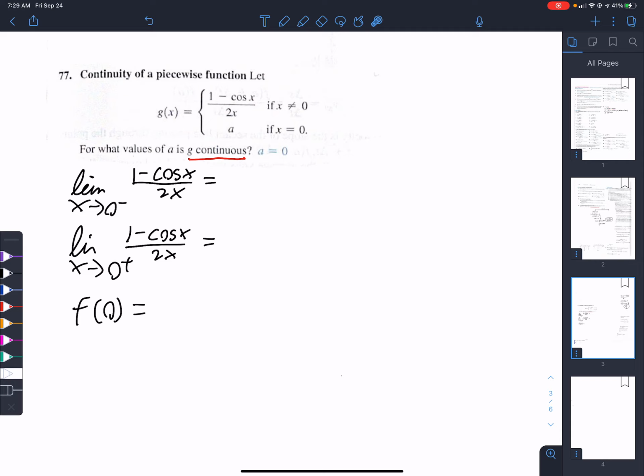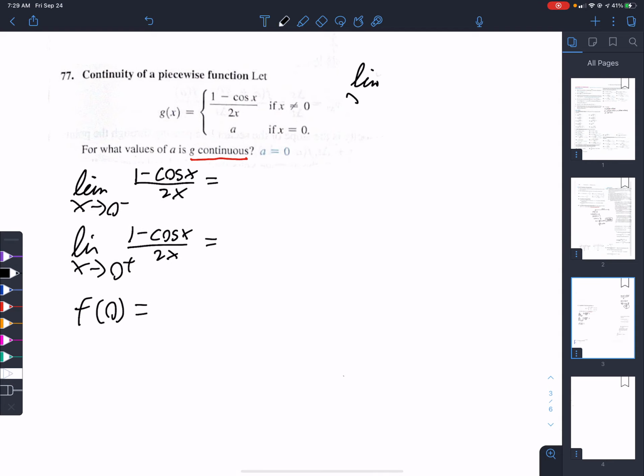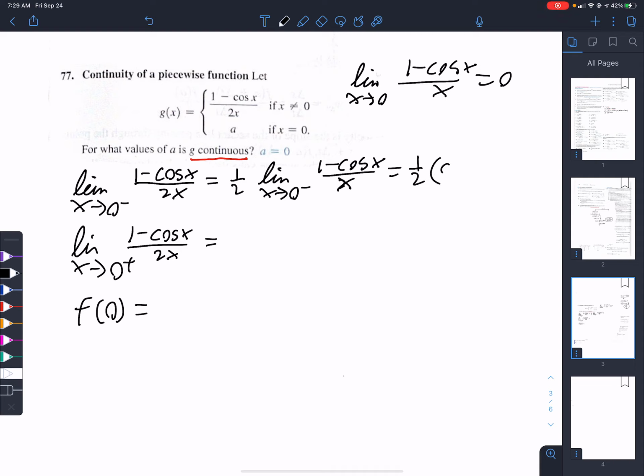And this theorem was given to you. If you remember, the theorem said the limit as x approaches 0 of 1 minus cos x over x equals 0. So the only difference is that 2. So I can pull that 2 out in front, and it becomes this. And by the theorem, we know that's 0, so that equals 0. And similarly, this is the same thing. That's going to be 0.